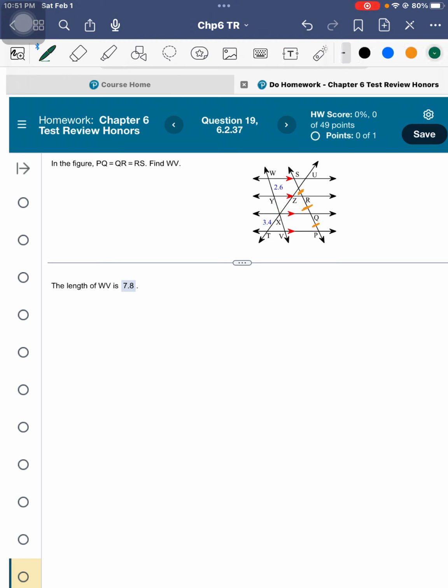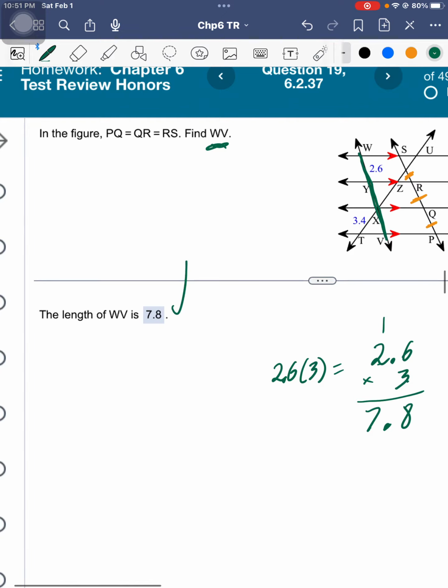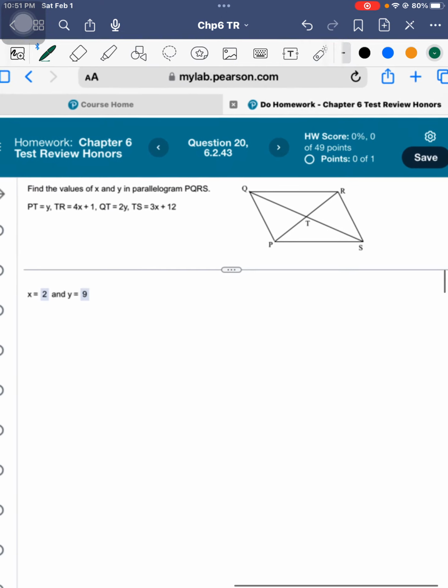So let's see what they want us to actually find out. They want to know WV. Where's WV? WV is this whole thing. So we know that if WY is 2.6, YX is also going to be 2.6, and XV is going to be 2.6. So that means this whole WV will just be 2.6 times 3, which is 7.8. Good.